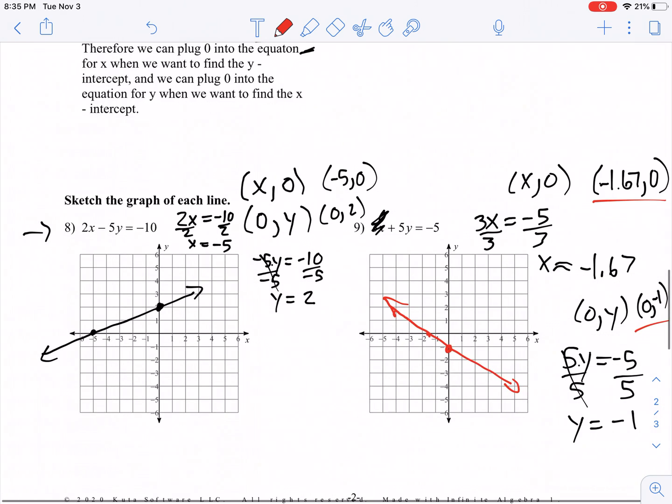So this is another approach that we can take. It's called finding the intercepts, or the cover-up method. Cover up the x, find the y, cover up the y, find the x, and then plot your intercepts and graph your line.